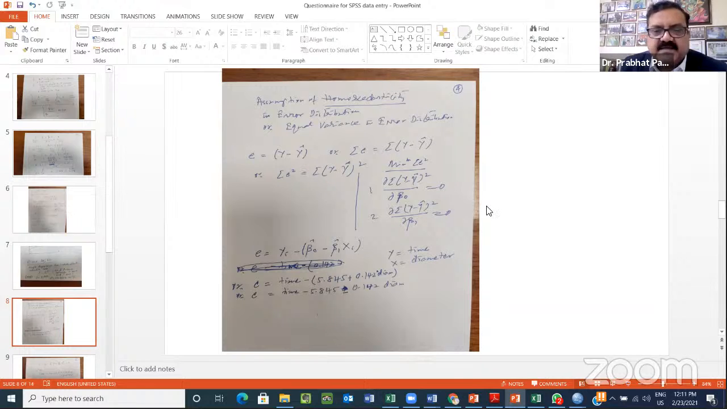And if there is no error involved and 100% explanation is coming from the independent variable, then the difference will be 0. Right? So that's what error is all about. So error is y minus y estimated.